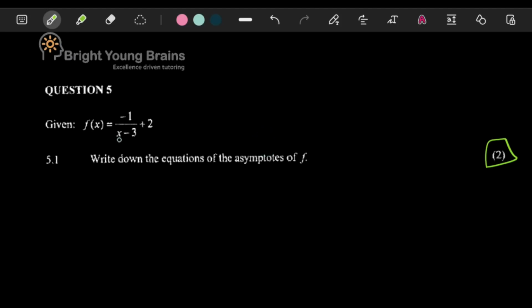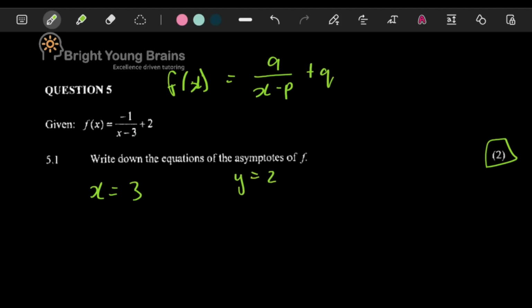Well, remember this down here, you're going to have your asymptote, which is going to be a +3. This here is also going to give you an asymptote, which is going to be a +2. So the x asymptote comes from here. You always take the opposite of this number, so x is equal to +3, because this is already in standard form: f of x is equal to a over x minus p plus q. And then here y is equal to 2. That's your other asymptote. This gives you the y asymptote, and this gives you the x asymptote.